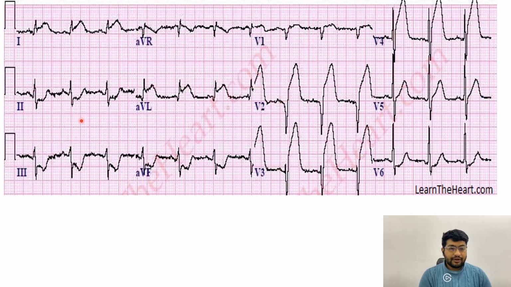What we have in inferior leads is reciprocal depression of those STEMI. So what is the significance of reciprocal depression? Well, it is a proven fact that those ECGs or those STEMI which have reciprocal depression accompanying them have poorer prognosis and they show decreased ejection fraction on echocardiography.